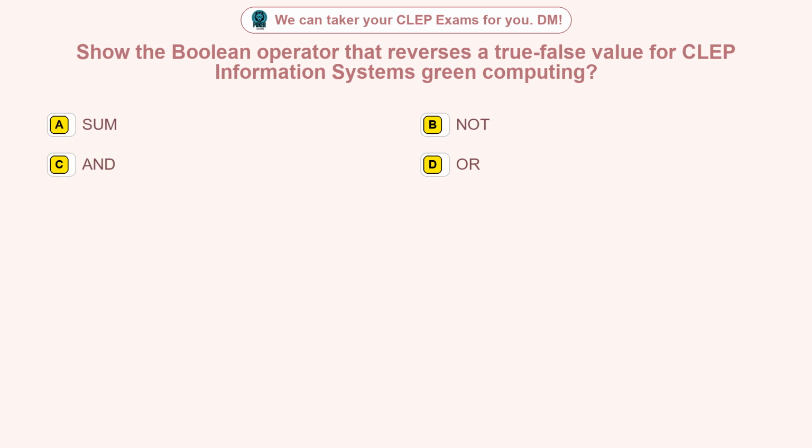Question 83. Show the Boolean operator that reverses a true-false value for CLEP Information Systems Green Computing. Option A. Some. Option B. Not. Option C. And. Option D. Or. The correct answer is option B.